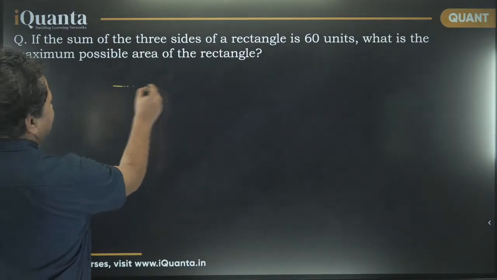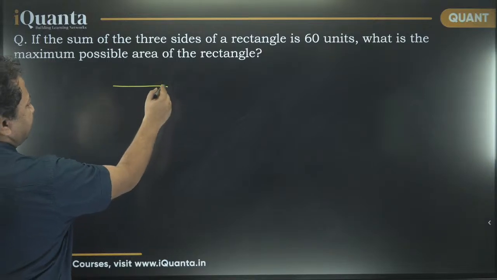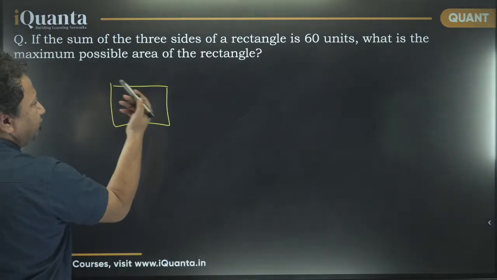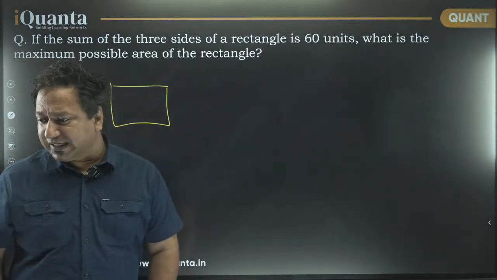So we have three sides of a rectangle. The sum is 60. We don't know which of those sides is which.